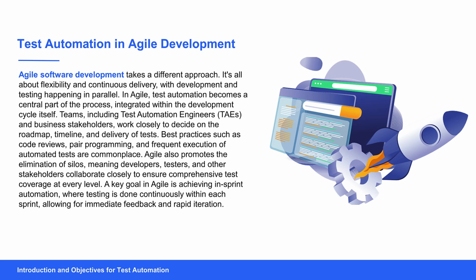Agile encourages practices like code reviews, pair programming, and eliminating silos between teams to ensure that everyone is on the same page. The goal here is in-sprint automation, where testing happens within the same sprint as development. This allows for rapid feedback, quick adjustments, and a much faster overall development cycle, ensuring that any issues are caught and resolved almost as soon as they appear.